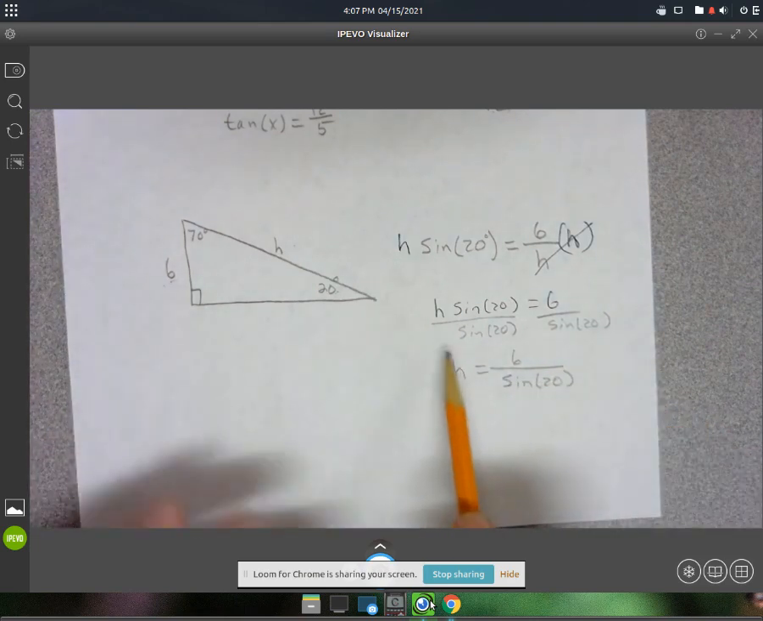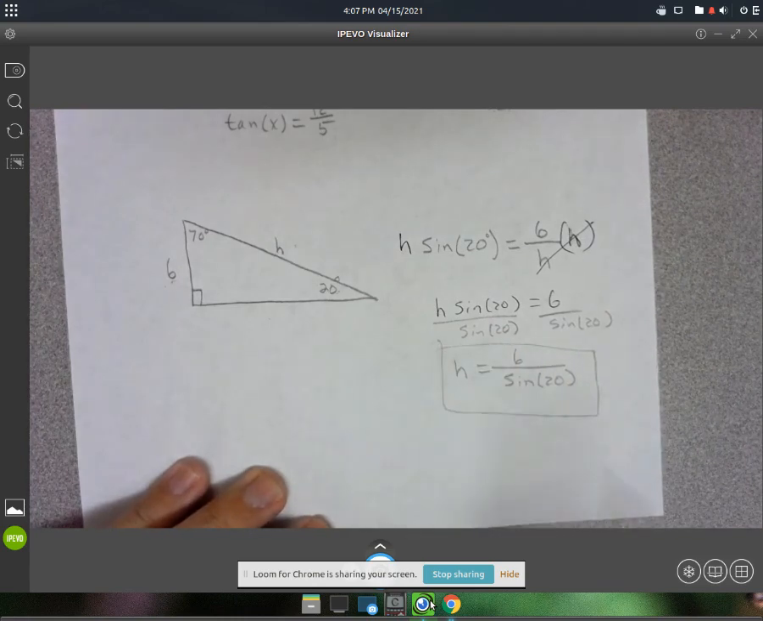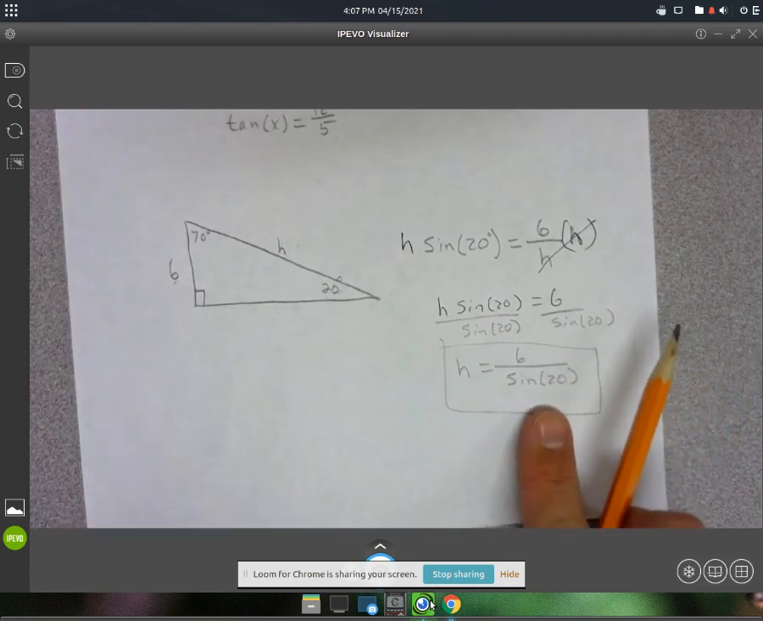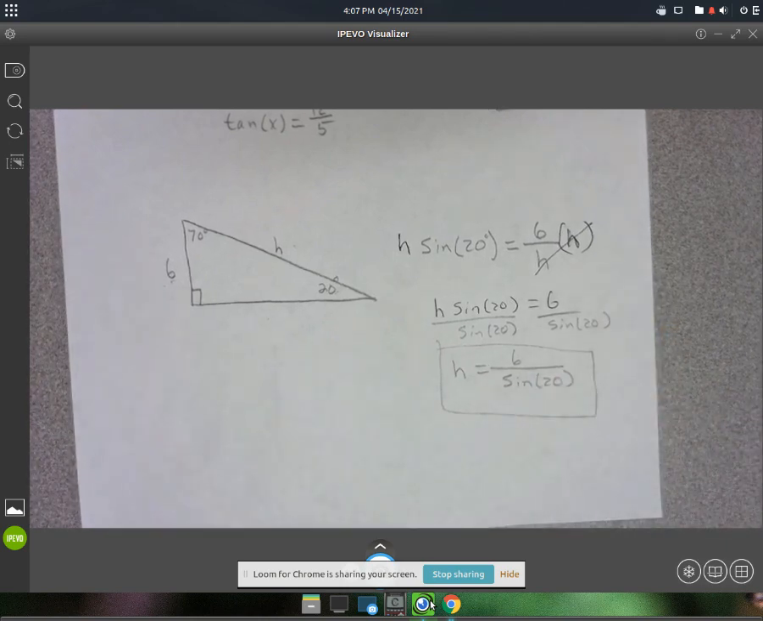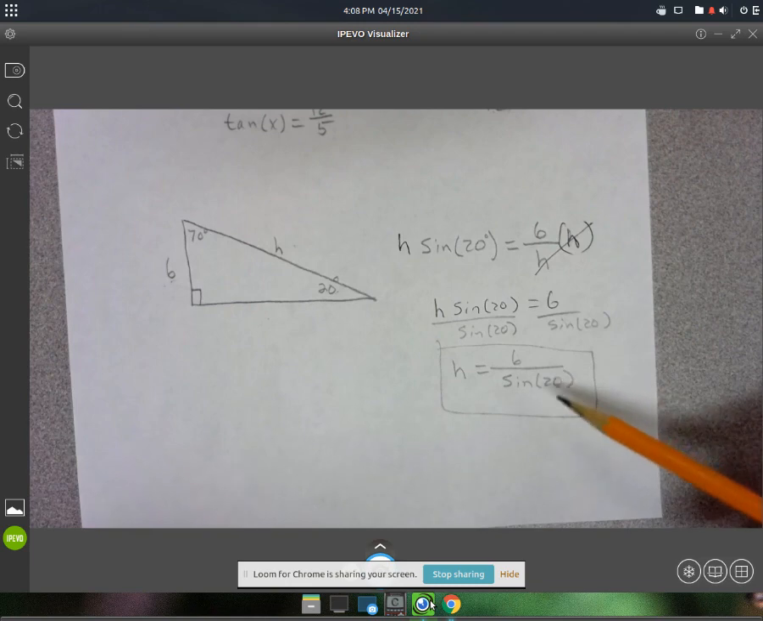Now, on the ACT and stuff, this is usually how you will see the answer. They won't actually work out what this is. I'll show you how to work it out as a decimal, but a lot of times this is what you'll see. That'll be the way they have their answer.